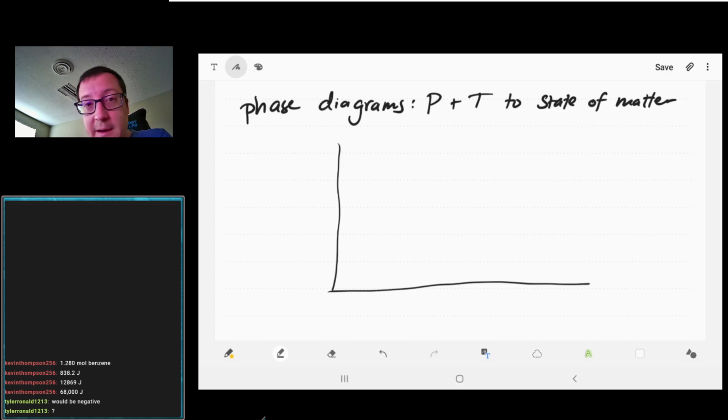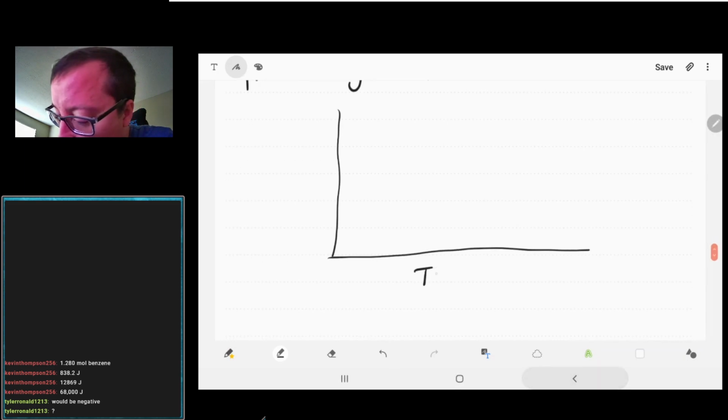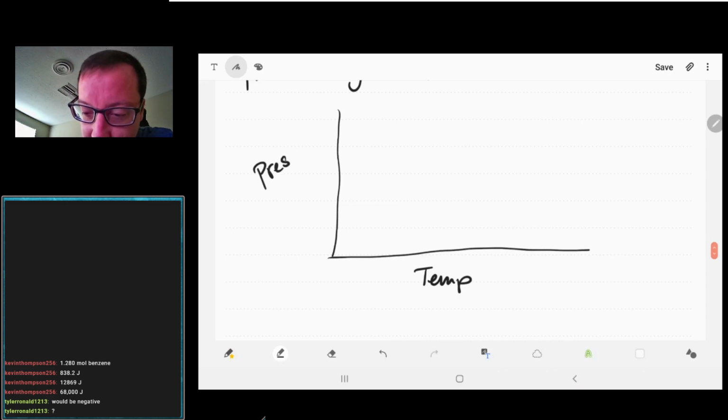And we also know that temperature is required to break the intermolecular forces between things. And the more temperature you have, the more energy you have to break free of intermolecular forces and go off and be a gas and zip around, do your own thing. So typically these are done with temperature on one axis, and pressure on the other axis. We can go ahead and put degrees Celsius and atmospheres here.